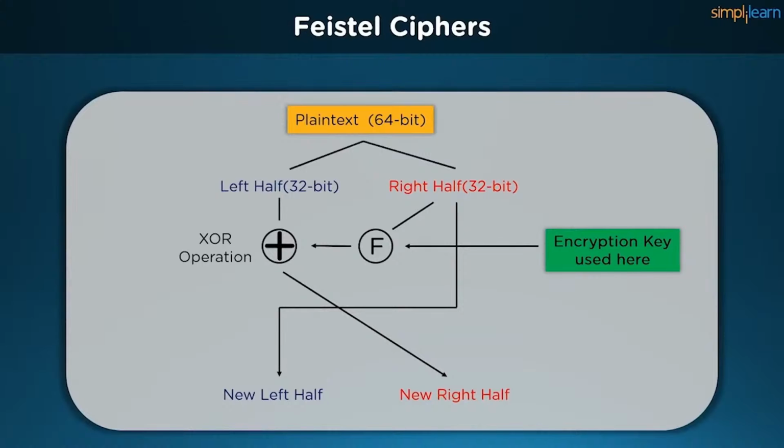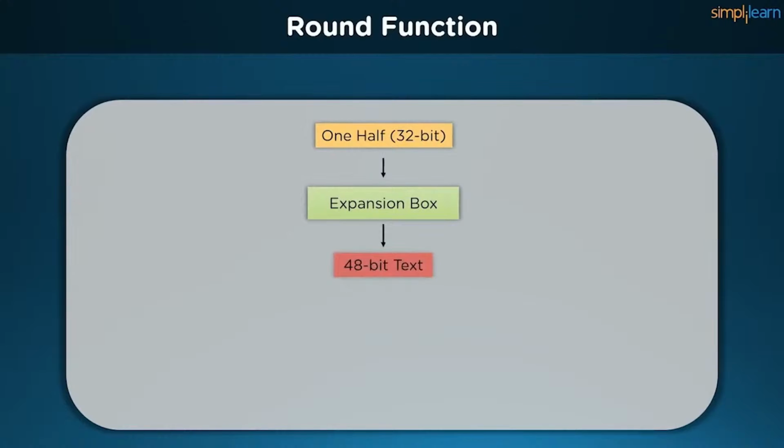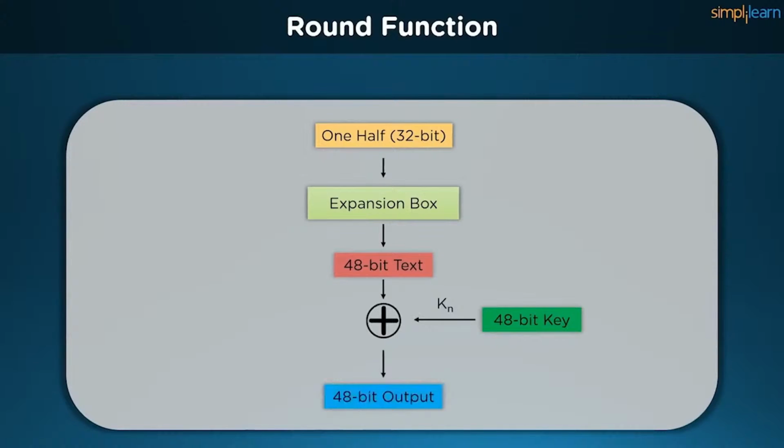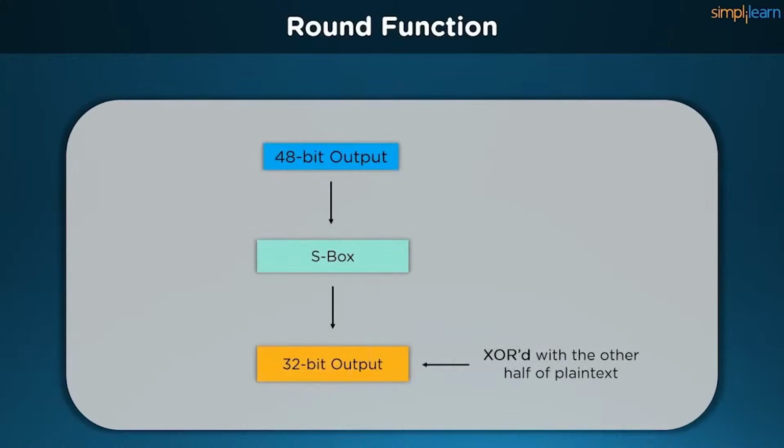Taking into account what happens in the polynomial function, we take one half of the block and pass it through an expansion box. The work of the expansion box is to increase the size of the half from 32-bit to 48-bit text. This is done to make the text compatible with the 48-bit keys we have generated beforehand. Once we pass it through the XOR function, we get a 48-bit text as an output. Now remember, a half should be of 32-bit. So this 48-bit output is then passed on to a substitution box. This substitution box reduces its size from 48-bit to 32-bit output, which is then XORed with the first half of the plaintext.